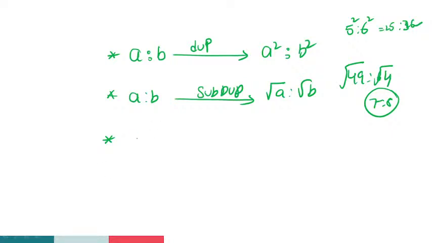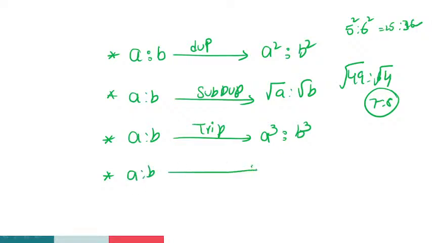And coming to the next point, A is to B, triplicate ratio. Triplicate ratio is A cube is to B cube. A is to B, triplicate ratio is A cube is to B cube. And coming to the next point, A is to B, subtriplicate ratio. Subtriplicate ratio is cube root of A is to cube root of B.